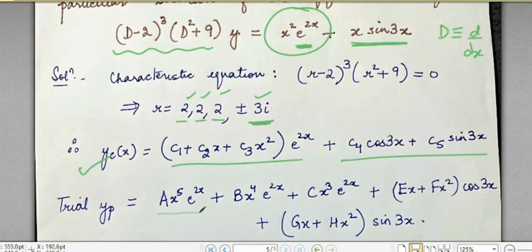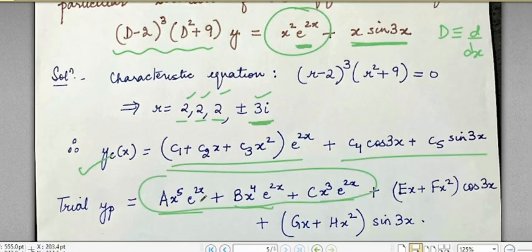So that makes it a x5 e to power 2x and the reduced powers. Further reduced powers have been intentionally omitted here because they were already making an appearance in yc. So it will be unnecessary to write them again, because in the end the answer is yc plus yp. So avoid duplication in yp with the terms which are already appearing in yc. So this is the contribution that you have for x square e to power 2x, which is modified to x5 e to power 2x for obvious reasons, because 2 was appearing thrice in the characteristic equation.